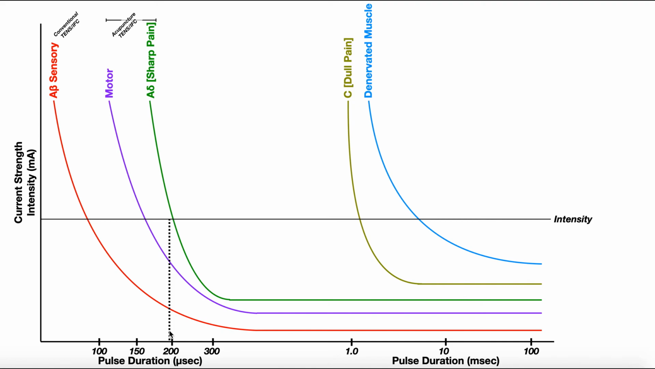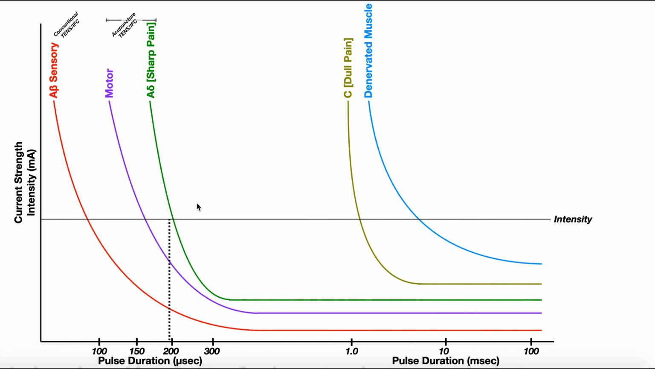But notice, we're still crossing the A beta sensory fibers. We're crossing the motor neuron curve, right? So we're getting visible muscle contraction. But are we getting any more sharp pain? No. So if cranking up the frequency to increase the comfort for the patient doesn't work, you can always crank down the pulse duration, and that can make the patient more comfortable because that will eliminate the stimulation of these A delta nerve fibers. So that's how you go about interpreting the strength duration curve.